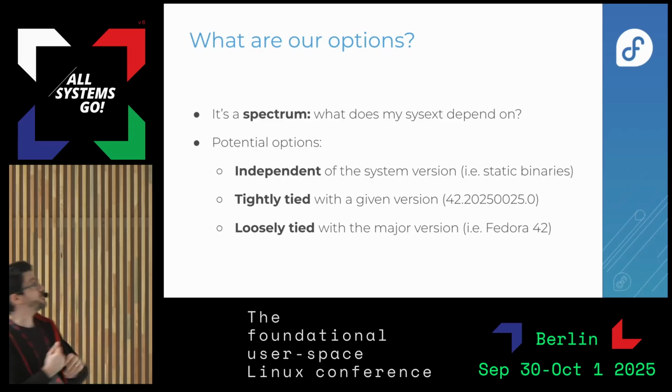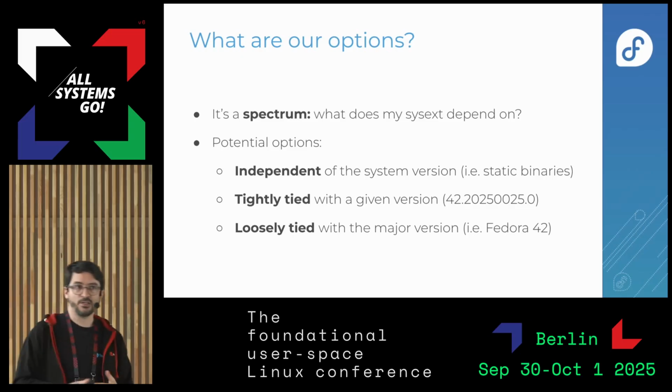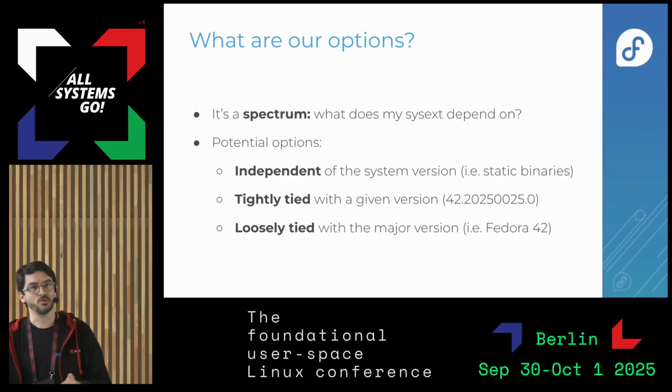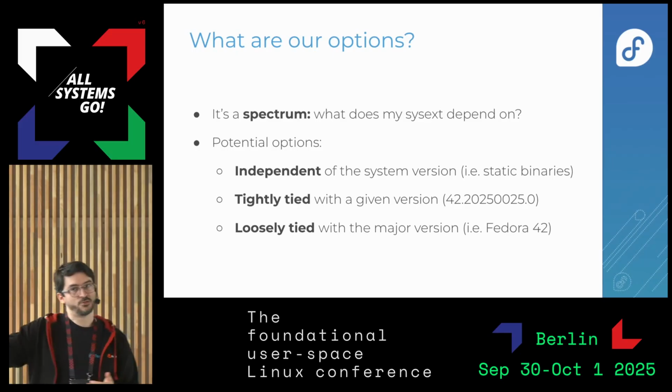Or what we're trying to do is the last option here, something loosely tied. In the sense that if you look at Fedora releases, in between major versions, generally glibc is compatible, the libraries are compatible, and so it's less likely that you get something that would break when updates happen. So essentially the idea is that we're versioning per major version. So you would get Sysexts that are tied to a major version of Fedora.